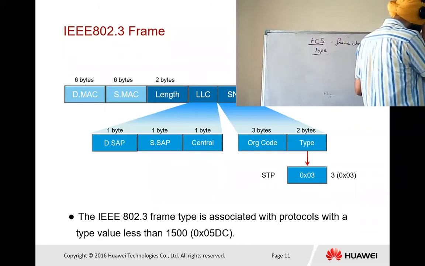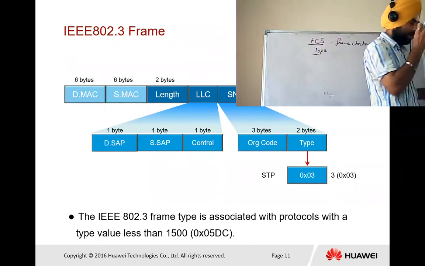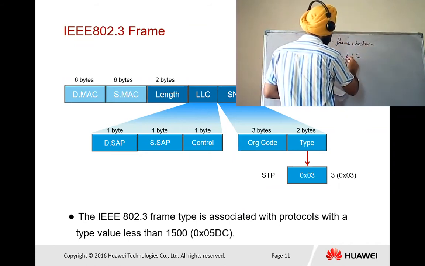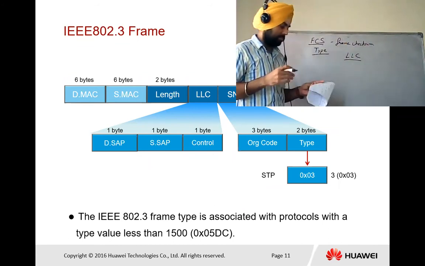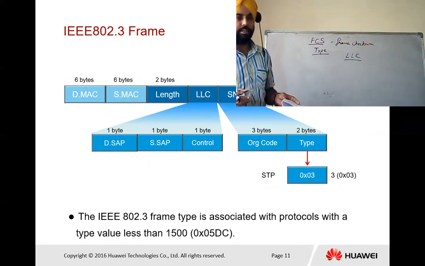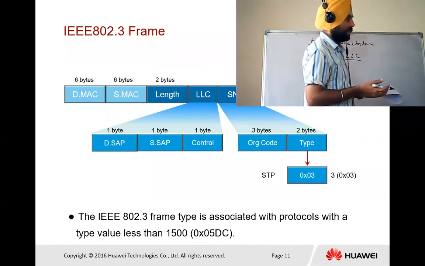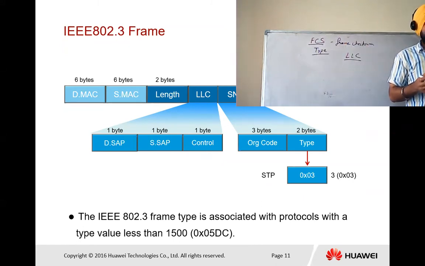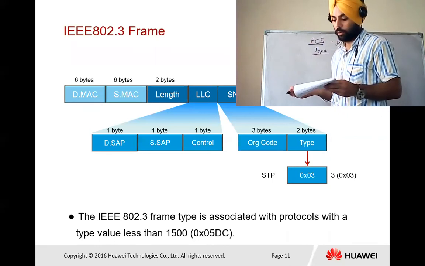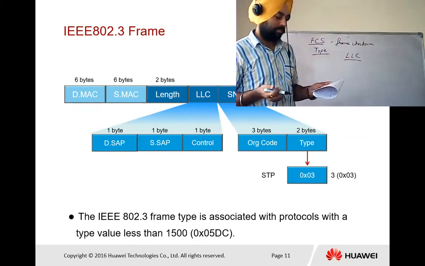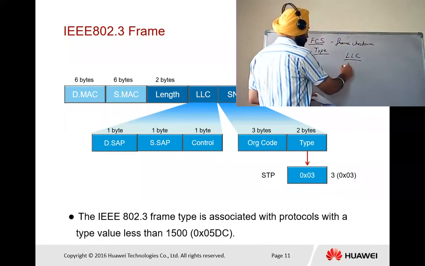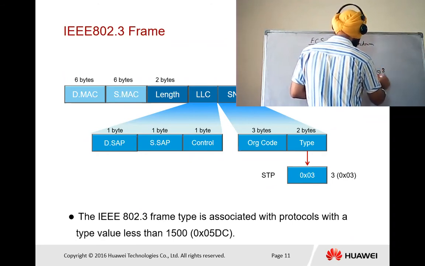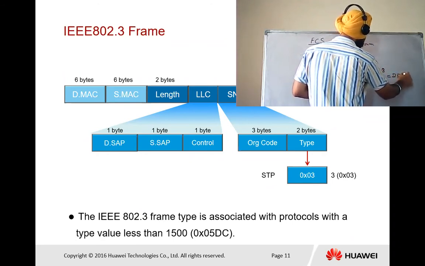Now in 802.3, we have another field, that is LLC. LLC is the logical link control that serves the service access point, and it does the mapping. It contains 1 byte of data, or we can say 2 raised to the power 8, which means 255.